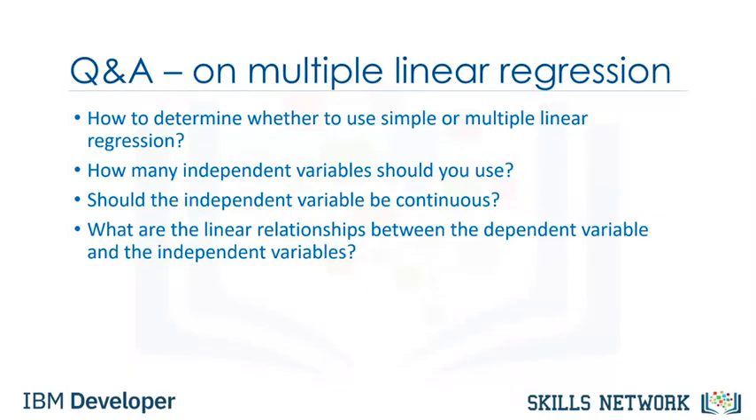So, there needs to be a linear relationship between the dependent variable and each of your independent variables. There are a number of ways to check for linear relationship. For example, you can use scatter plots and then visually check for linearity. If the relationship displayed in your scatter plot is not linear, then you need to use nonlinear regression. This concludes our video.